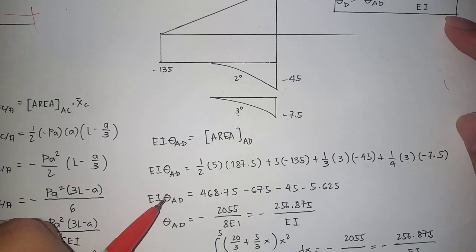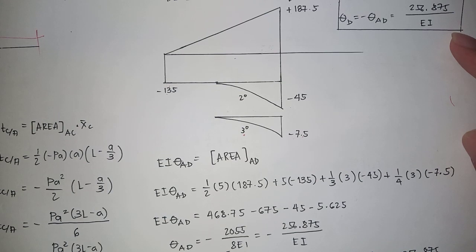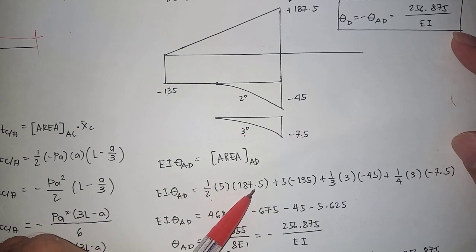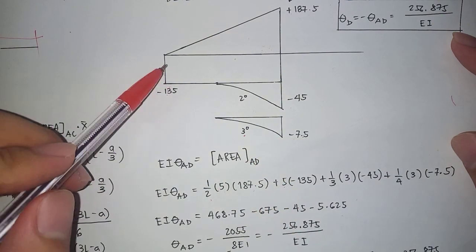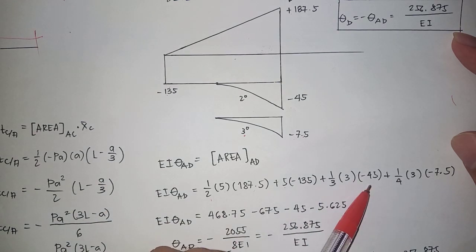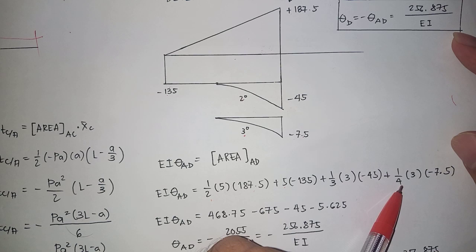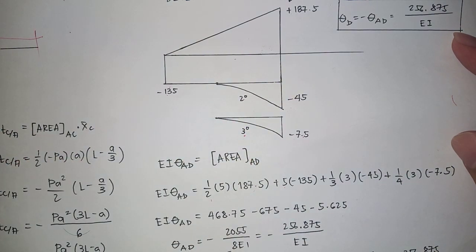So, what do we have? Looking at the areas above: 1/2 times 5 times 187.5, this is the triangle. Plus 5 times negative 135, this is the rectangle. Plus 1/3 times 3 times negative 45, this is the area of this second degree curve. Plus 1/4 times 3 times negative 7.5, this is the area of this third degree spandrel.